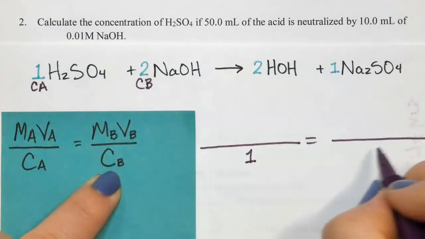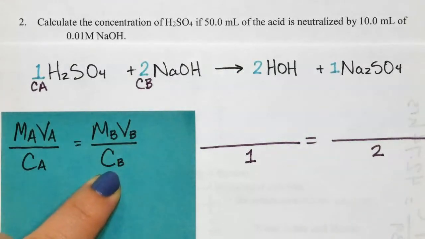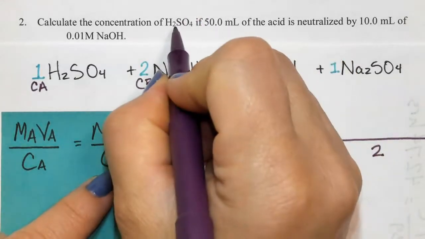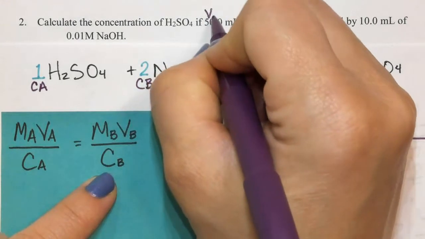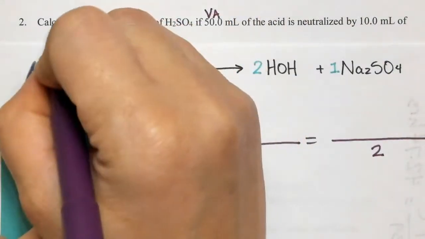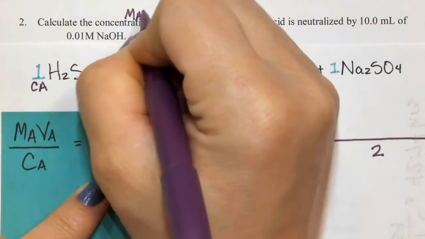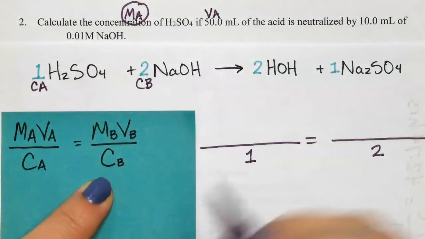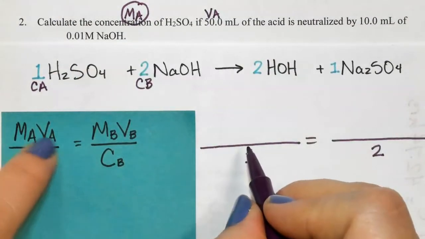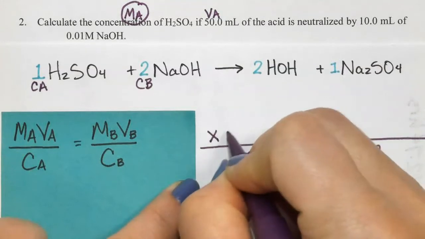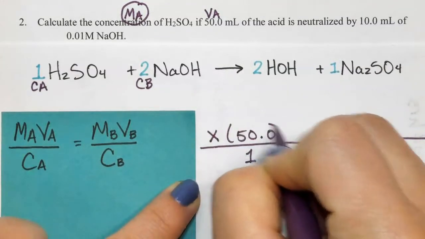The coefficient of the base is 2. Now, when I read the question, this is my acid, which makes this the volume of my acid. Calculate the concentration of my acid, so what is the molarity? And so that's going to go here, MAVA, right? That's going to be X times 50.0.